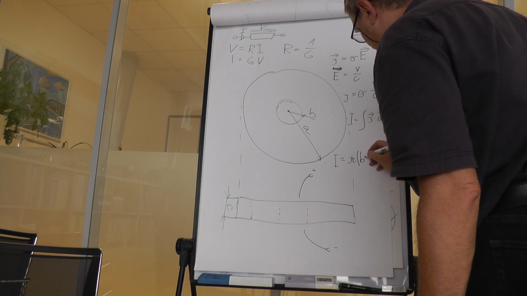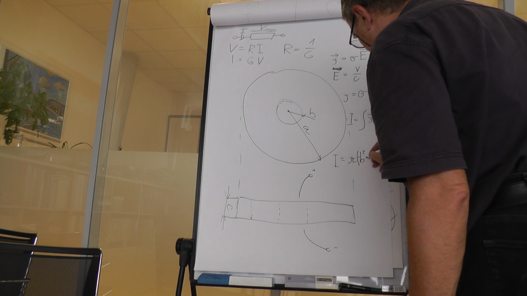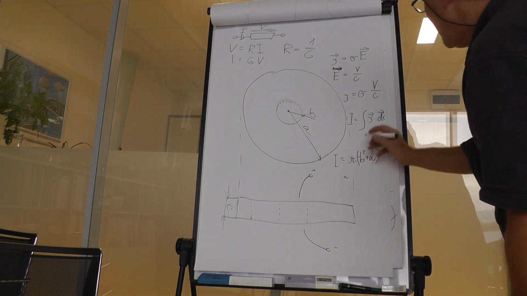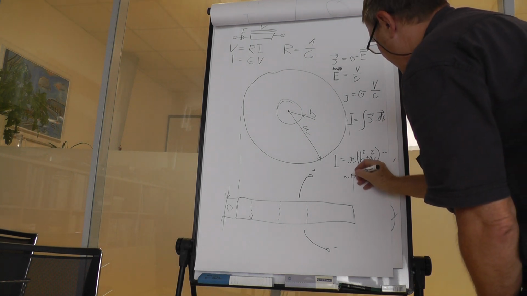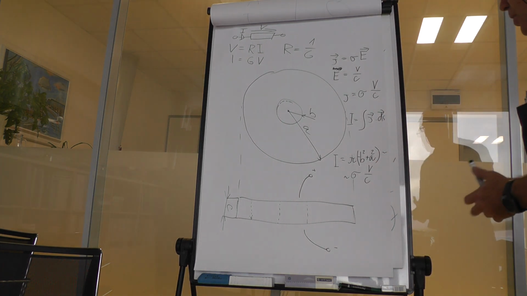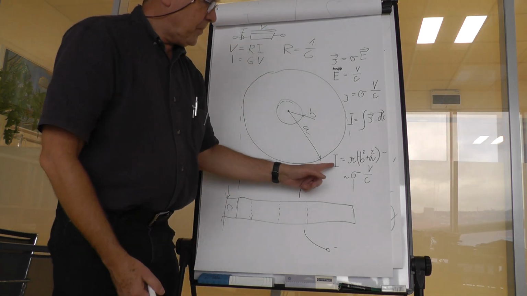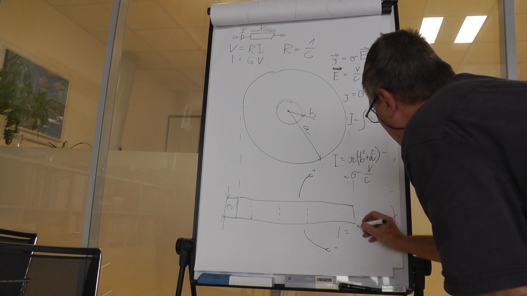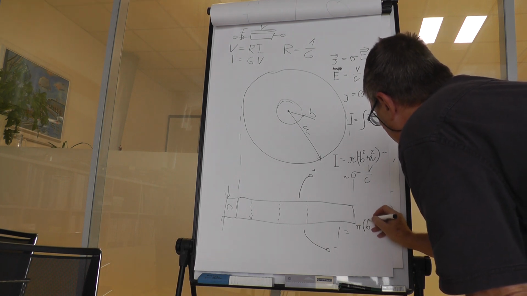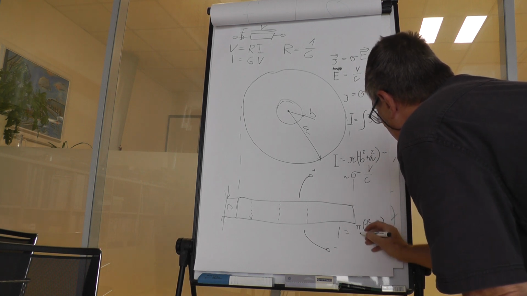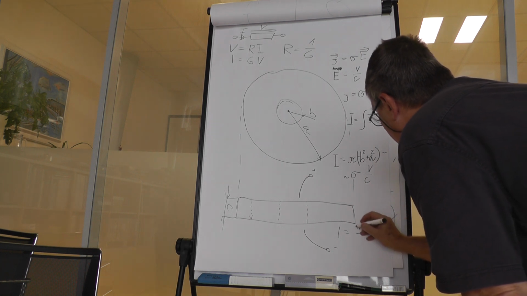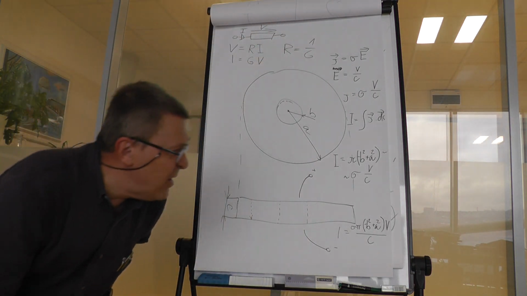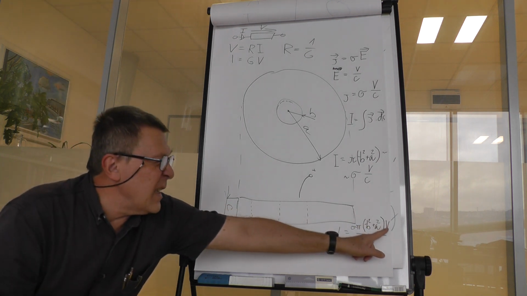pi, minus b squared plus a squared. I continue here with the current density, which is sigma V over c. So now I have to dress it better. Now we have I is equivalent to pi, minus b squared plus a squared, multiplied by V and sigma and divided by c. So this is our equation for current and voltage.